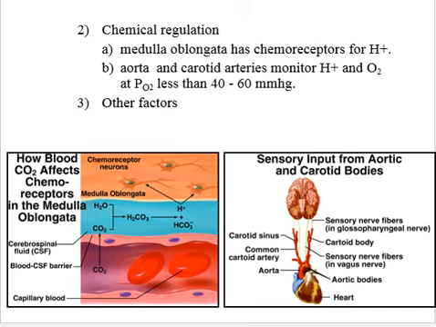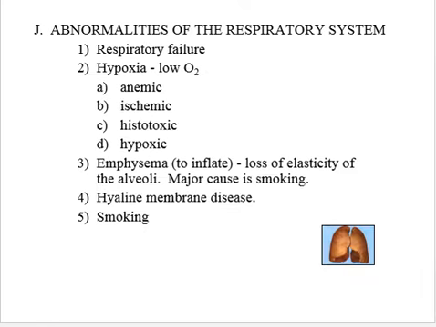So let's talk about some abnormalities of the respiratory system, some of the things that can go wrong. One, of course, would be just failure of the respiratory system. If you quit breathing, you will die. What a surprise. You have 4 to 6 minutes to live if you quit breathing. The body obviously needs oxygen.